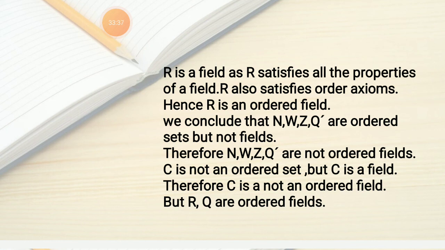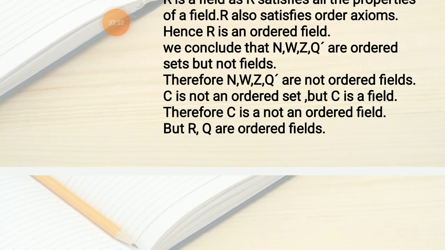We conclude that N, W, Z, Q dash are ordered sets but not fields. Therefore N, W, Z, Q dash are not ordered fields. C is not an ordered set, C is only a field. Therefore C is not an ordered field, but R and Q are ordered fields. So among the sets N, W, Z, Q, Q dash, R, C, only R and Q are ordered fields.